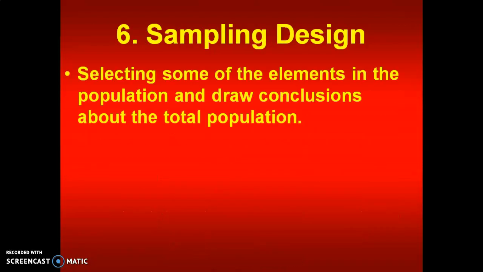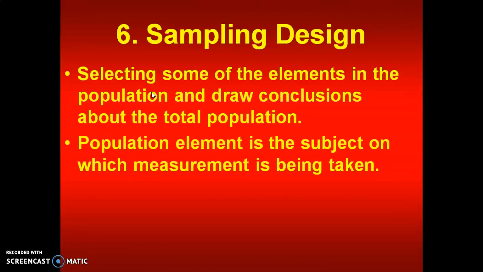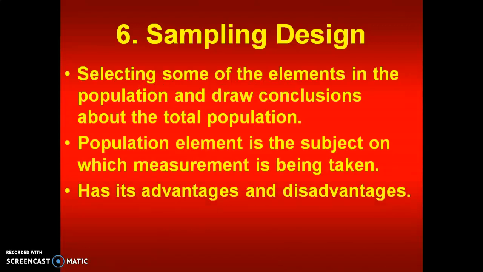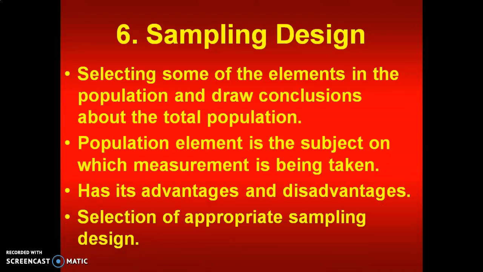Next, sampling design. So, selecting some of the elements in the population and drawing a conclusion about the total population. For example, whenever someone is cooking rice or cereals at home, once those are cooked, they randomly check in that particular vessel whether it is cooked or not, just by taking a few samples into their hand and observing. So this is drawing a conclusion by selecting just some of the elements. The population element is the subject on which measurement is being taken. It has its own advantages as well as disadvantages.